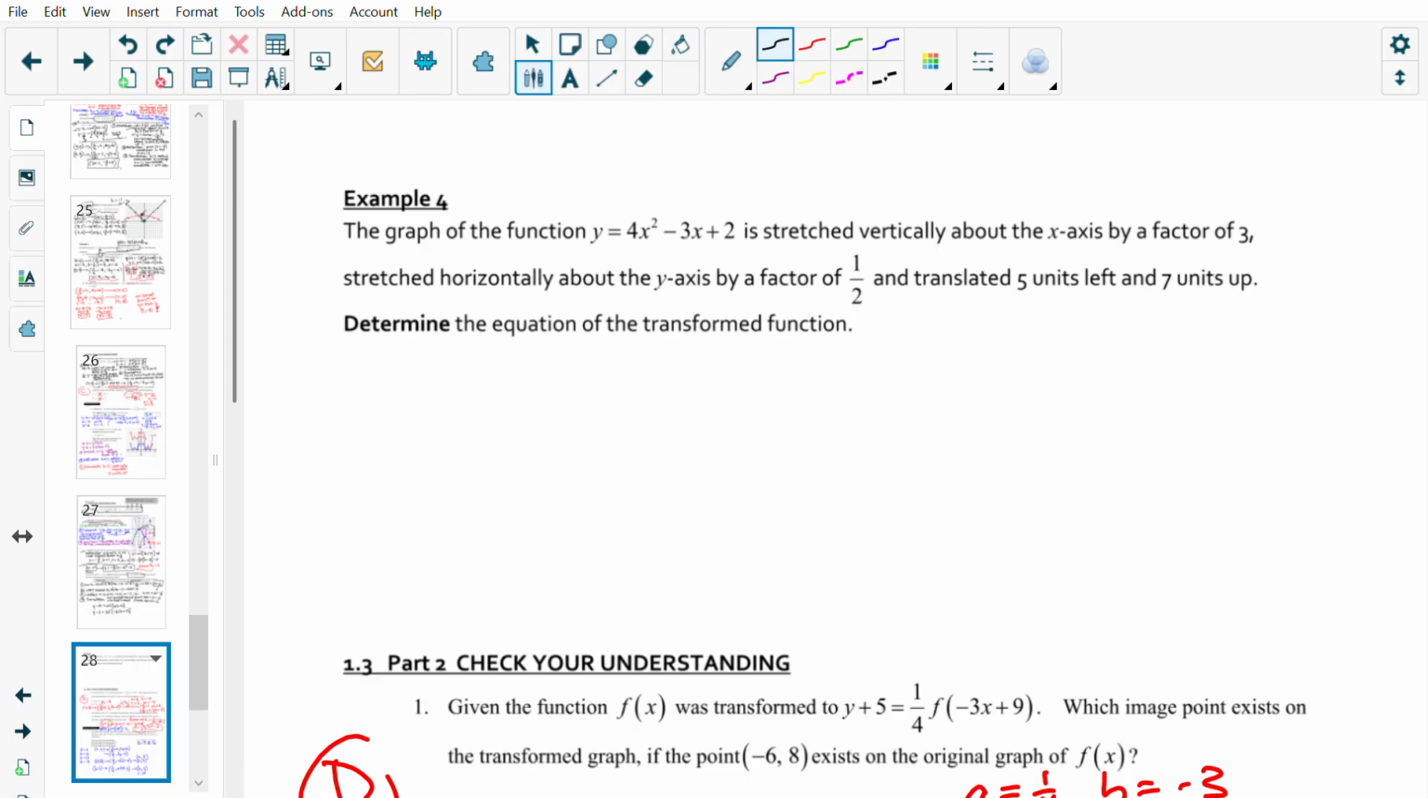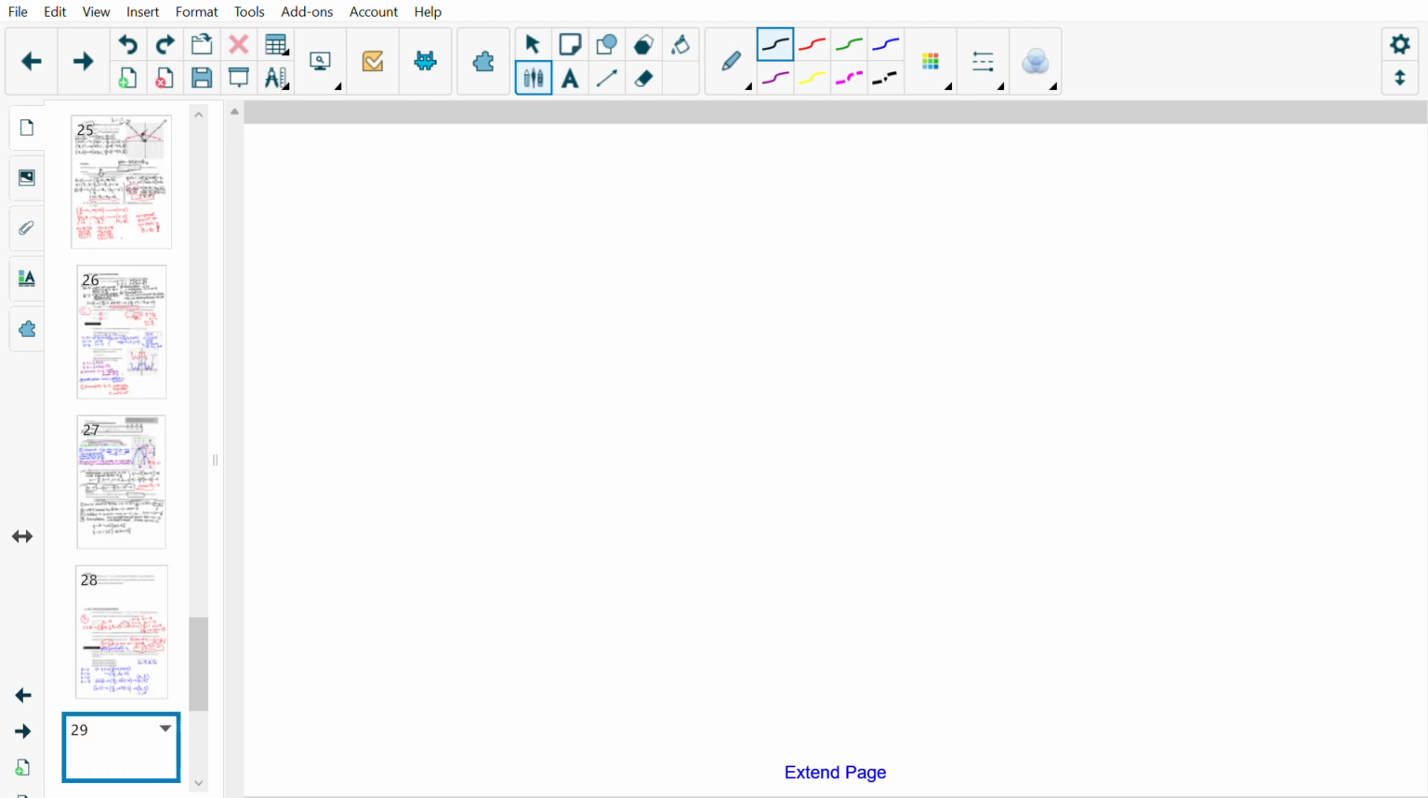But this is one of those painstaking, very detailed problems. The graph of the function 4x squared minus 3x plus 2 is stretched vertically about the x-axis by a factor of 3, stretched horizontally about the y-axis by a factor of 1/2, and translated 5 units left and 7 units up. What's the new equation? I'm going to do this on a separate page. This is going to take a lot of room. Let's do this. New page. This is example 4.